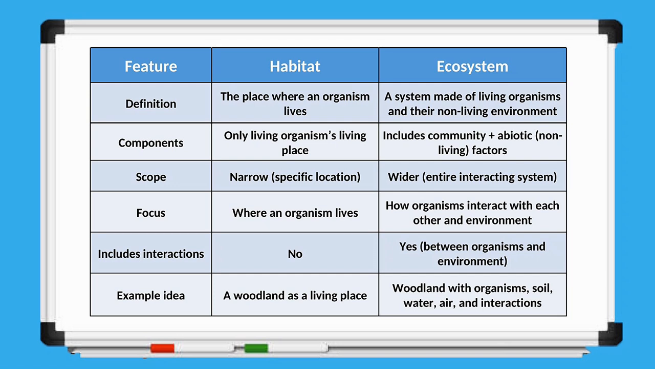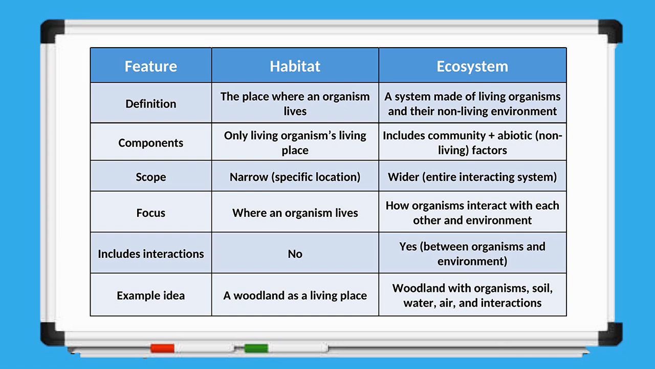For example, a woodland can be the habitat of a fox, or a pond can be the habitat of a frog. An ecosystem, on the other hand, is much broader. It is a complete system that includes the community of living organisms together with the non-living environment, such as soil, water, air, light, and temperature, all interacting with one another.